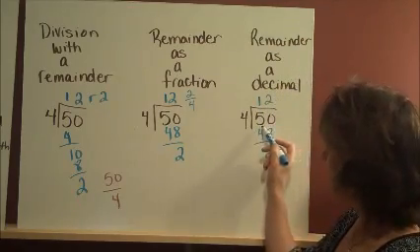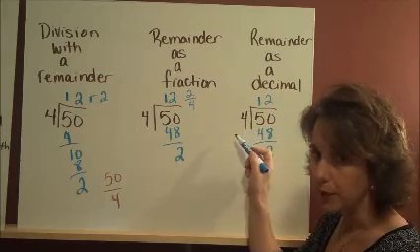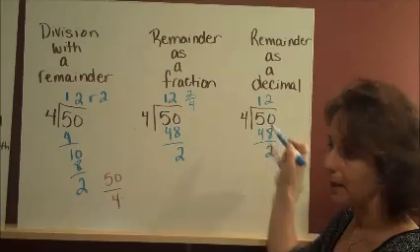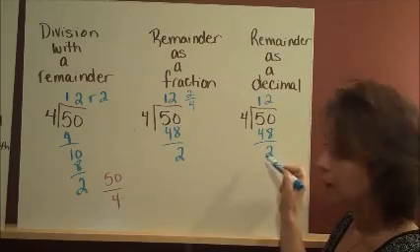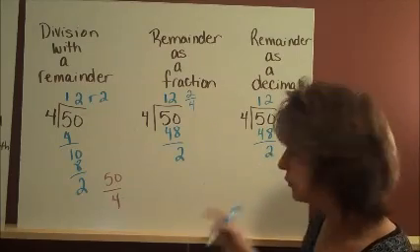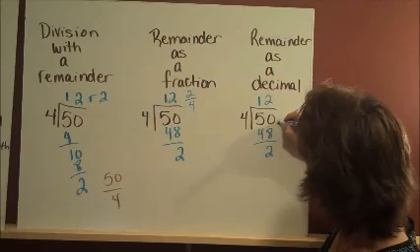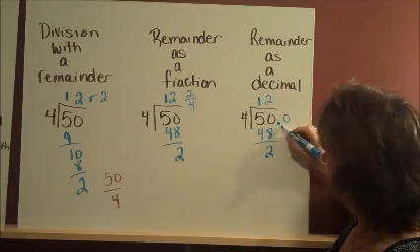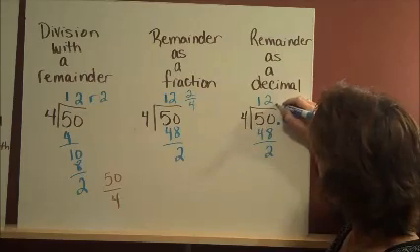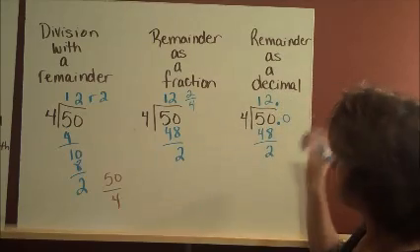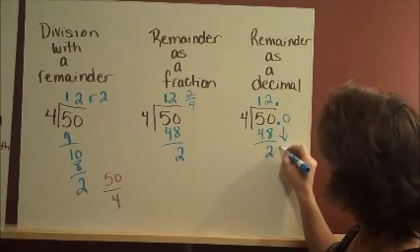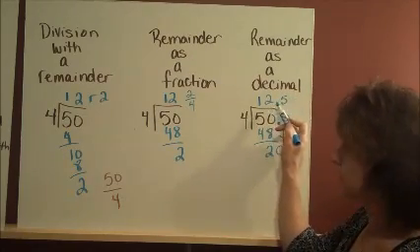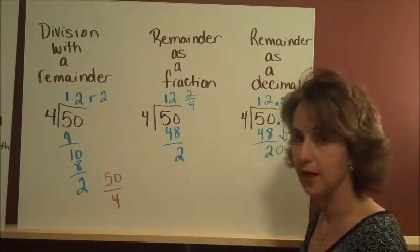If this were $50 being shared with 4 people, we would each have $12 and there would be $2 left over. But what happens if we trade those $2 for 20 dimes? So now because we're in the tenths place in our dividend, we're in the tenths place in our quotient. So we could each have $12 and 5 dimes.